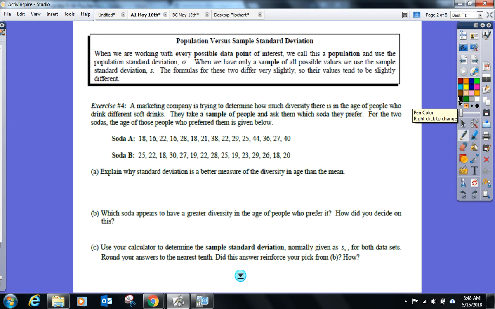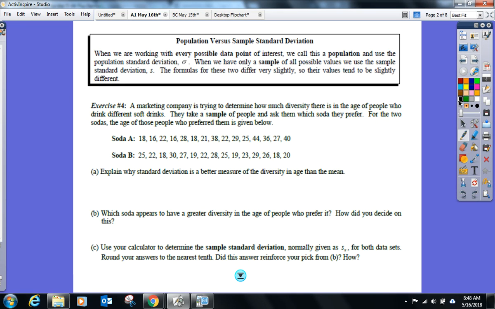What did we just talk about? What does standard deviation mean? What's that number? How spread out it is. Right? Everyone agree? How spread out it is. What's the mean? Well, the mean wouldn't be the middle. Mean's just the average here. So anybody want to try to give an explanation why would I use standard deviation here instead of mean to find the diversity in ages?